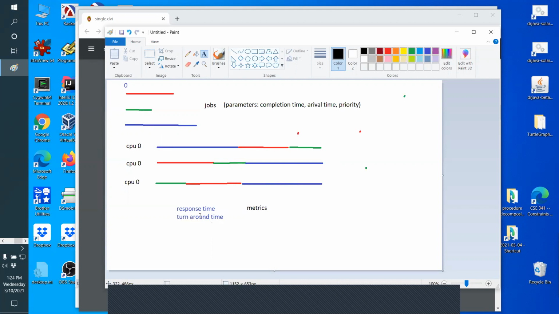So a schedule is a way of choosing jobs based on some parameters that tries to optimize some metric. It's an algorithm that chooses the order of jobs based on the parameters of the jobs and some metric that we want to optimize.